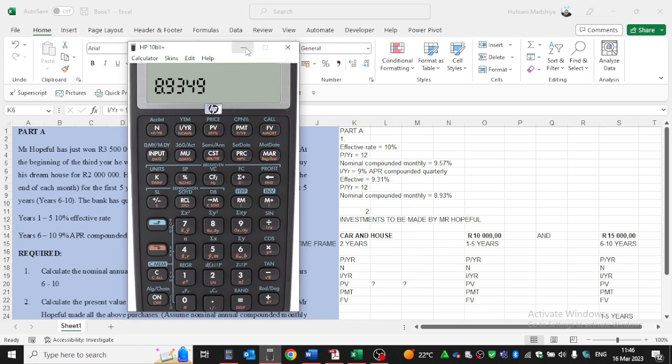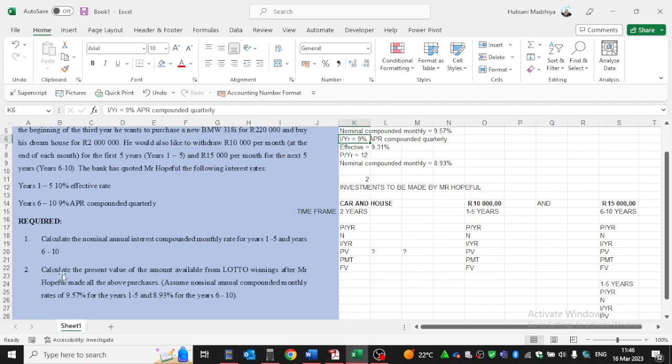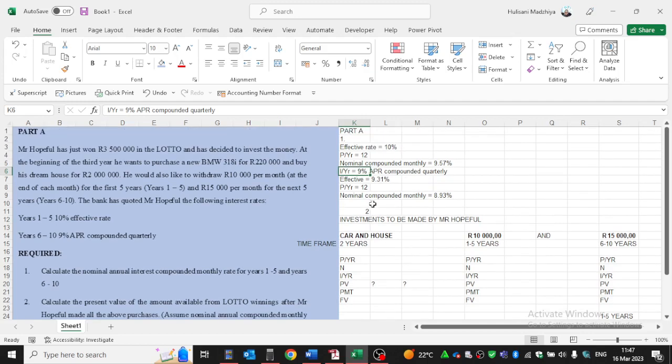Now moving to the second question, it says calculate the present value of the amount available from lotto winnings after Mr. Hopeful made all of the above purchases. Assume annual compounded monthly rate of 9.57 for year 1 to year 5, which is equivalent to the one that we calculated on number 1, and then 8.93 for year 6 to 10, which is again equivalent to the one we calculated on number 1.